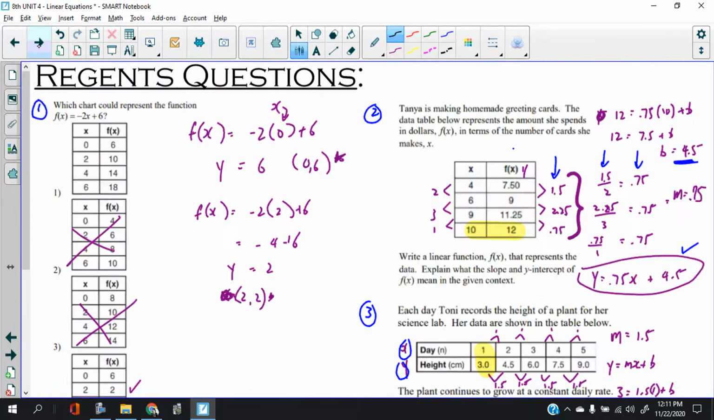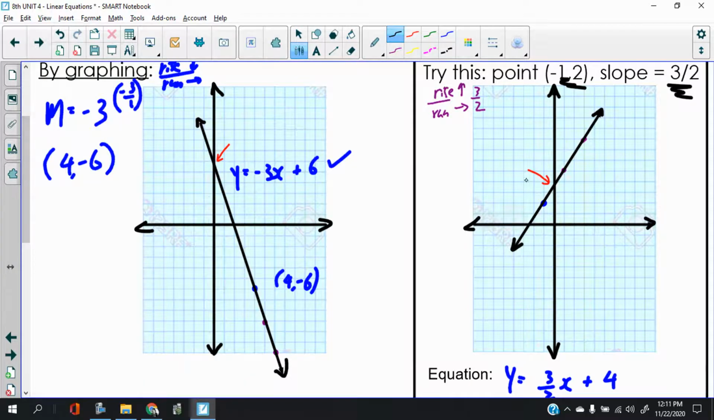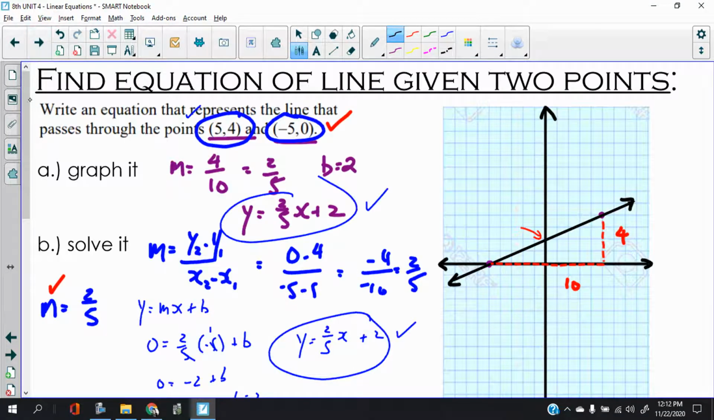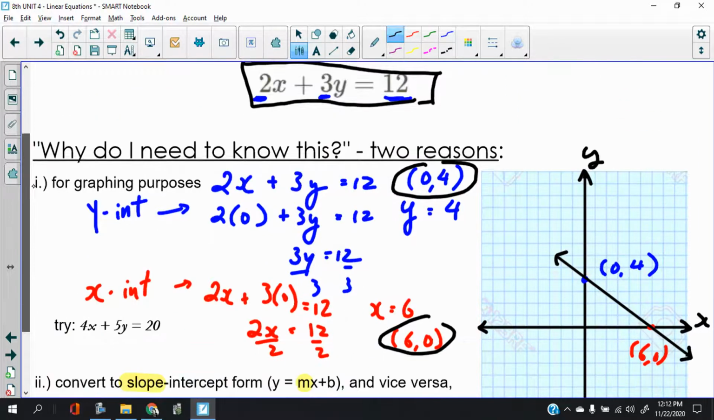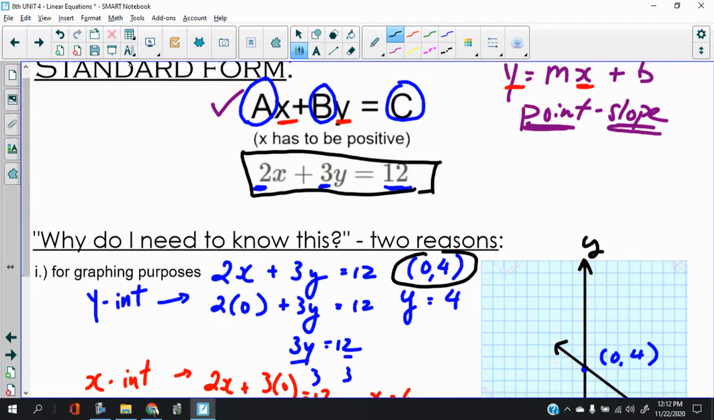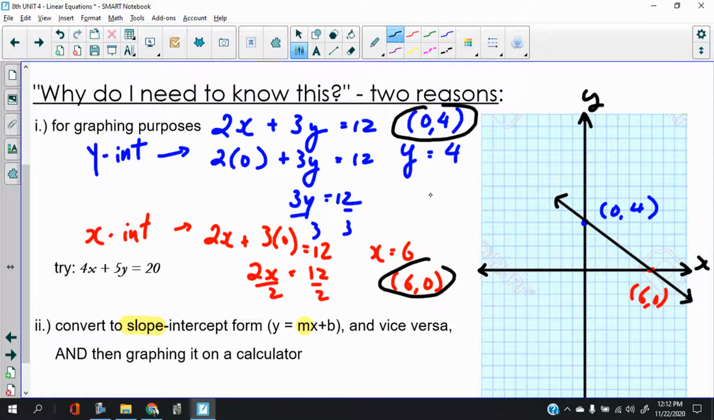And then with point slope form, we graphed it like this. You start off with a point and you just count boxes, rise over run. And now this is the third way. The third way of graphing something very quickly using the standard form is by finding the x and the y-intercept, like so. Okay, and that's how you would do it.